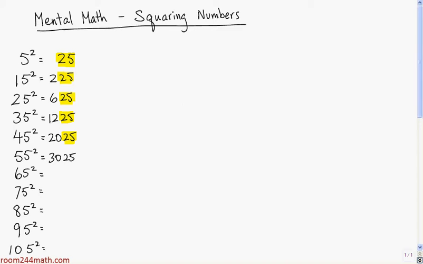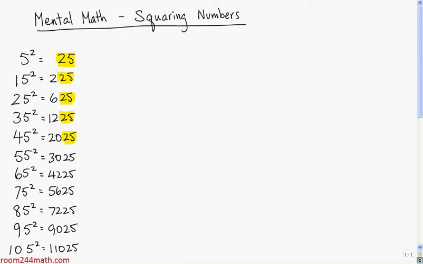65 squared, 6 times 7 is 42. So 65 squared is 4225. And you can keep on going. 75 squared is 5625. 85 squared is 7225. 95 squared is 9025. 105 squared is 10 times 11, 110. And, you know, this pattern will always work. But of course, once the numbers get big enough, it's not exactly trivial to multiply one number by the next highest number. Now, why does this pattern work?